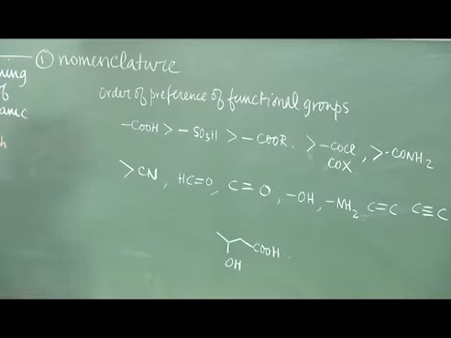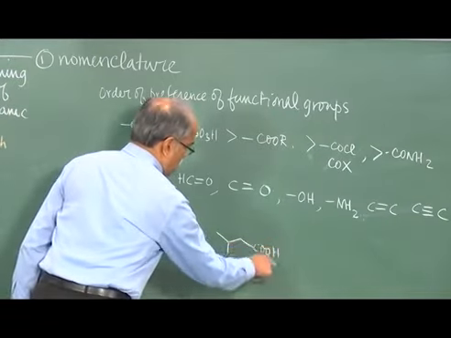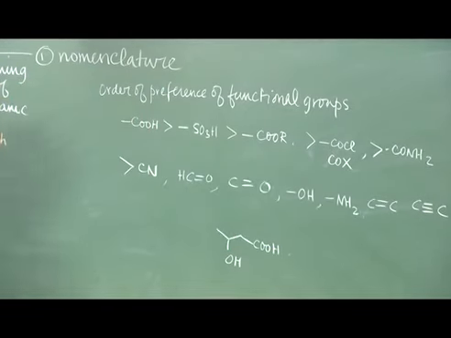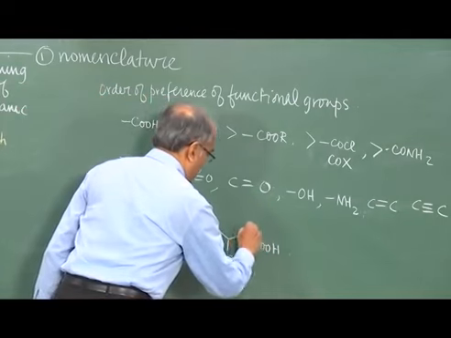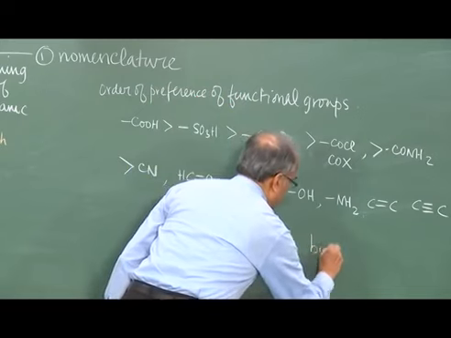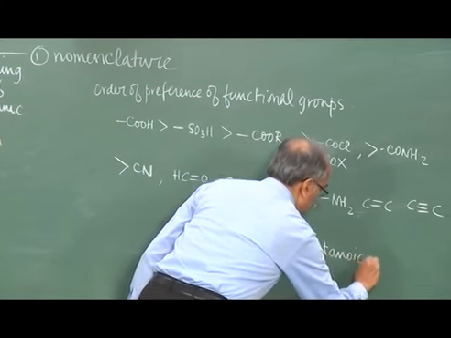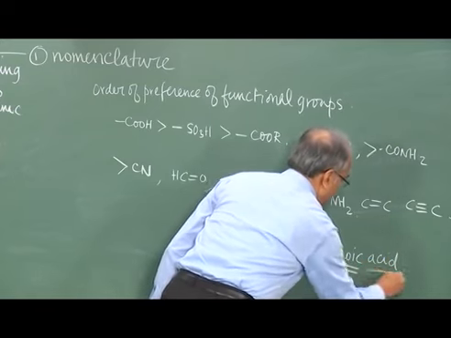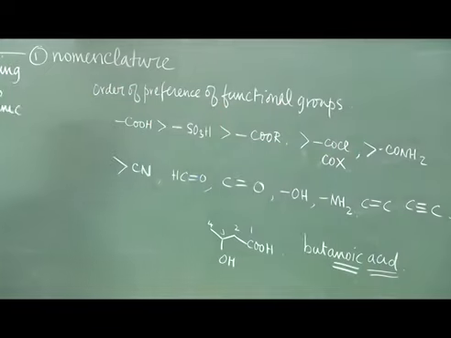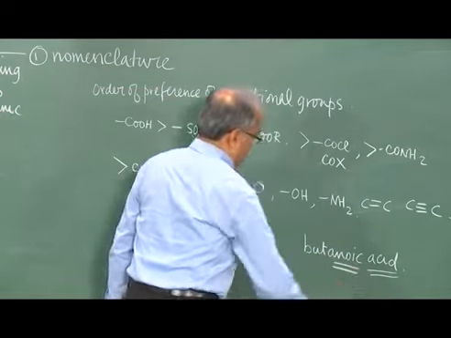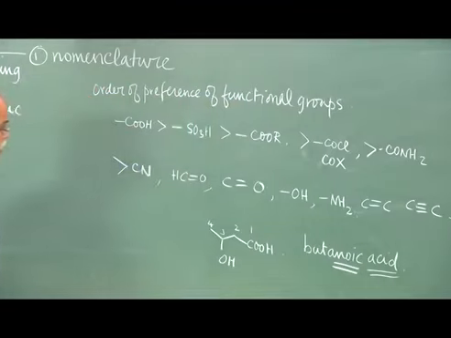According to the IUPAC rule, the carboxylic acid gets the higher preference in terms of the preferential treatment of the higher order of the functional group compared to the hydroxy. So, this is simply named as 1, 2, 3, 4. It is a butanoic acid, with the space between butanoic and acid. All the carboxylic acids are named as oic acid. It can be methanoic acid, which is formic acid.